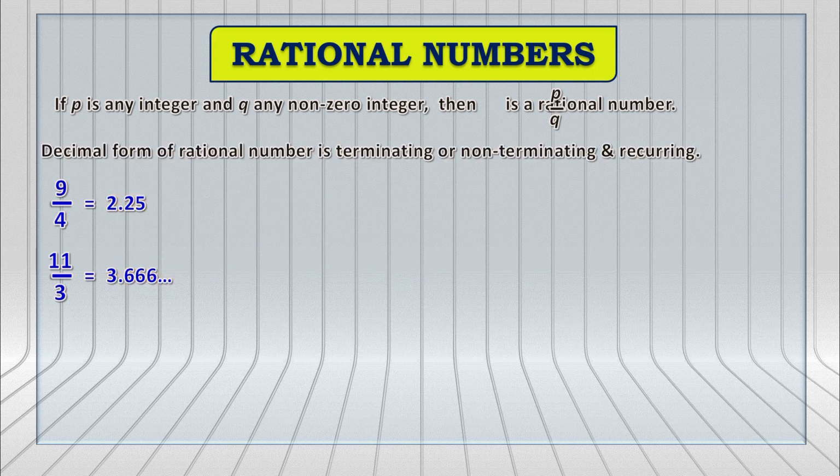Decimal form of rational number is either terminating or non-terminating and recurring. So 3.666 dot dot dot can also be expressed as 3.6 bar. So whenever the particular digit or the number of digits will be repeating, we will put the bar on top of it. Now let us take a look at another number, 4.914 dot dot dot. So here 914 is repeating. So that's why we have to put the bar on top of 914.